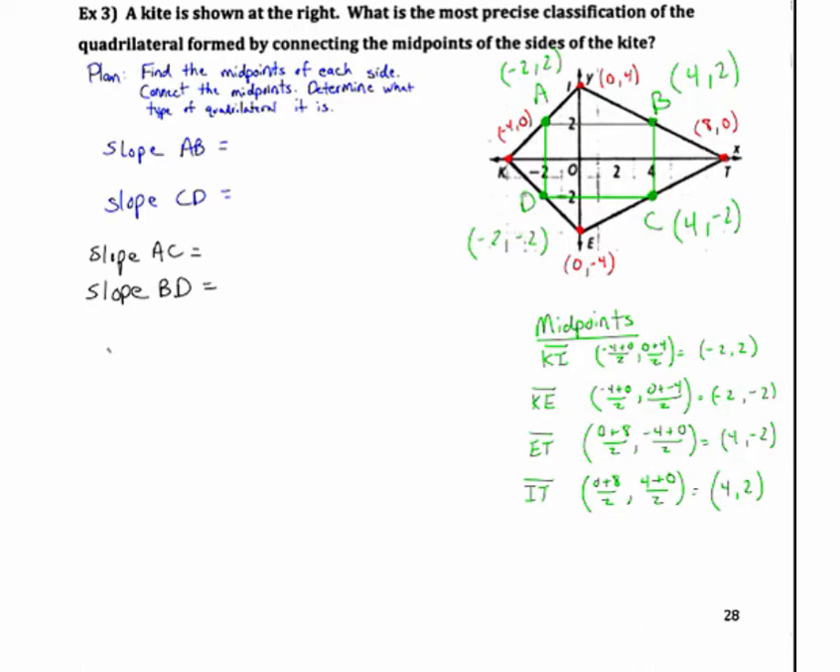In example number 3, we're given a kite. And then it says, what is the most precise classification of the quadrilateral formed by connecting the midpoints of the sides of this kite? So my plan is to find those midpoints, which you can see I've done in the bottom right corner of your screen, and then I'm going to connect them and try and determine what type of quadrilateral I've created. So I found all 4 midpoints and I labeled them A, B, C, and D.